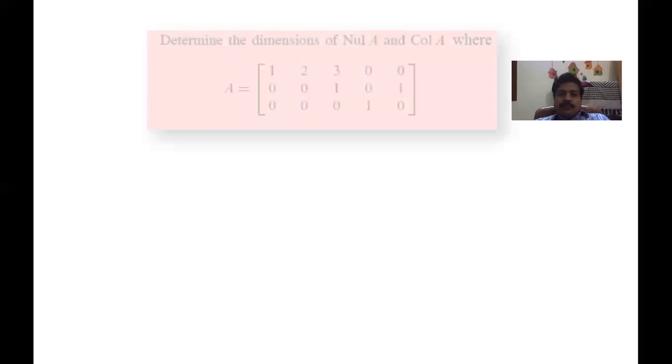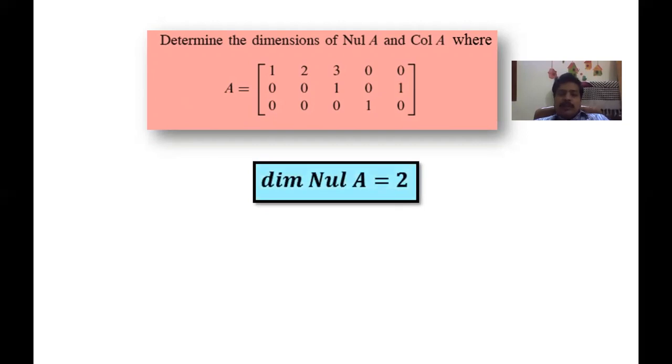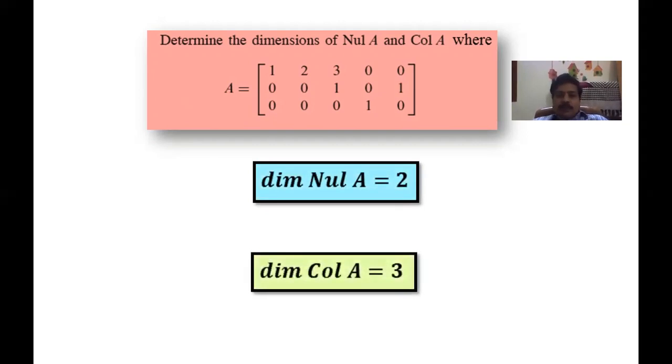And similarly here, it is also in echelon form. So 1, 3, and 4 are pivot columns. 3 pivot columns, so the dimension of column space A is 3. And 2, 5 are non-pivot columns, so the dimension of null A is 2. So if the given matrices are in echelon form, we can directly find out the null space and column space dimensions.